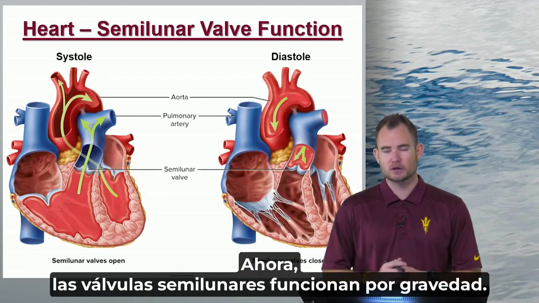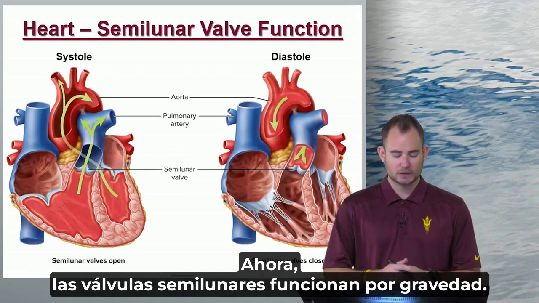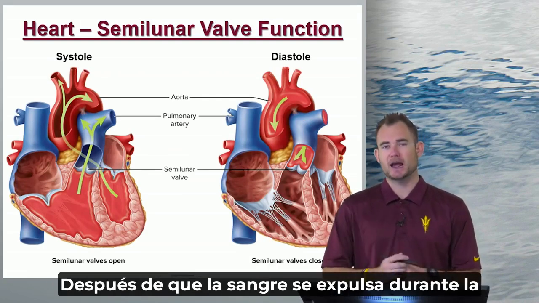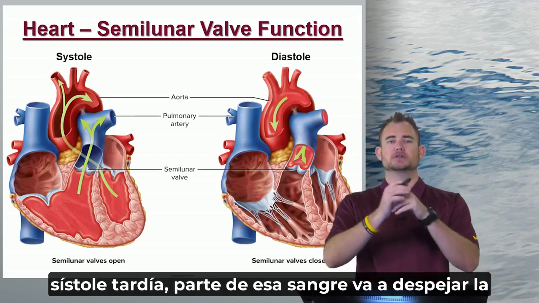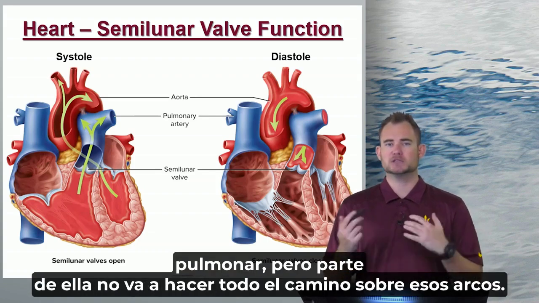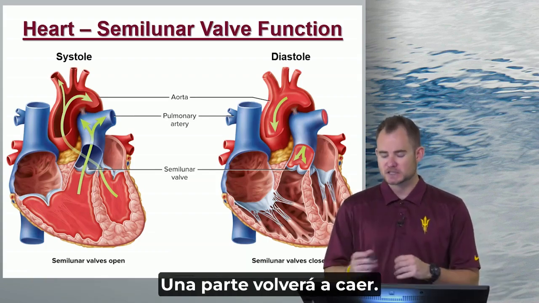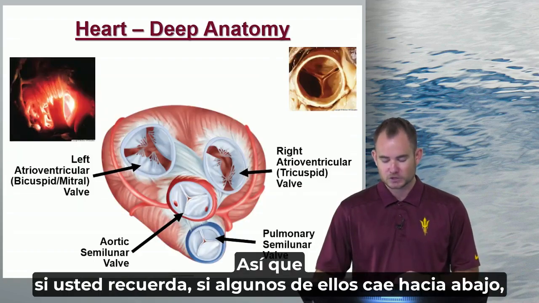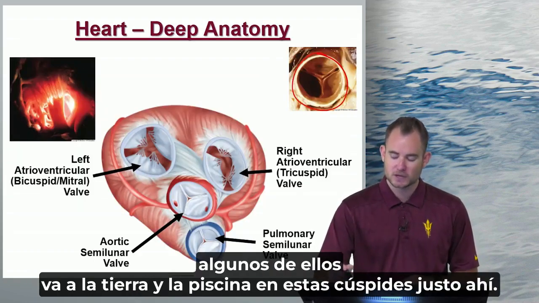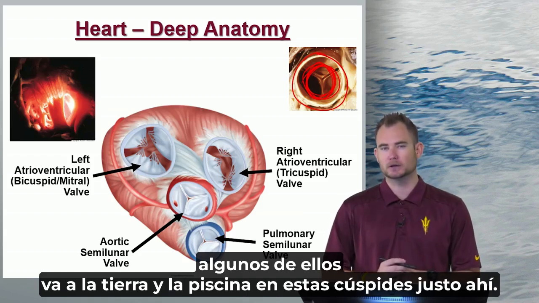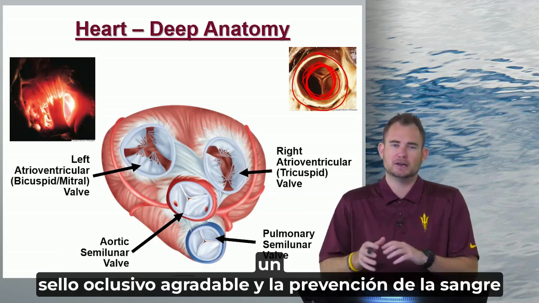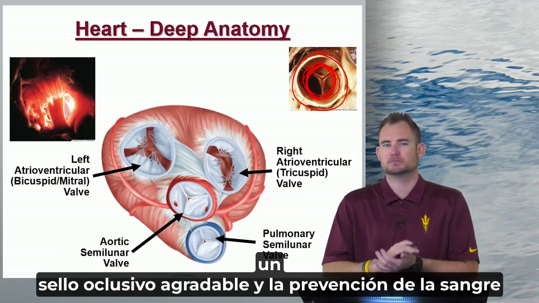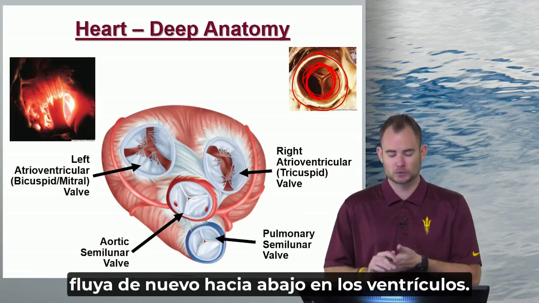Now the semilunar valves work via gravity. Okay? After blood is ejected out during late systole, some of that blood is going to clear the aorta, some of it's going to clear the pulmonary trunk, but some of it's going to not make it all the way over those arches, some of it's going to fall back down. So if you recall, if some of it falls back down, some of it's going to land and pool in these cusps right in there. Okay? And that effectively is going to cause the valve edges to fold over one another, creating a nice occlusive seal and preventing blood from flowing back down into the ventricles.